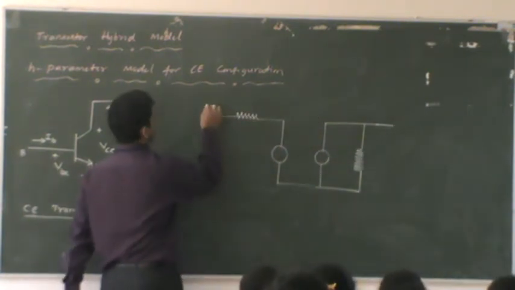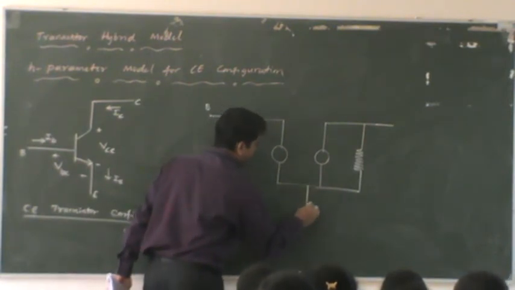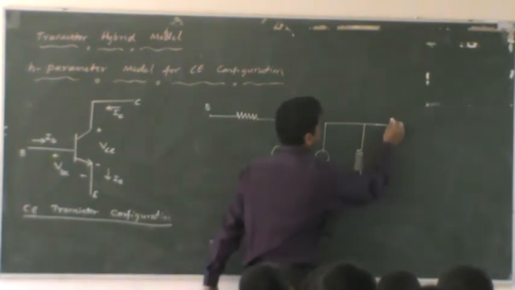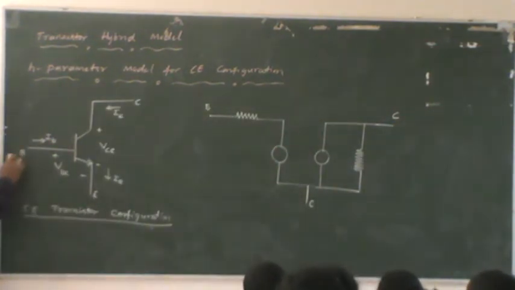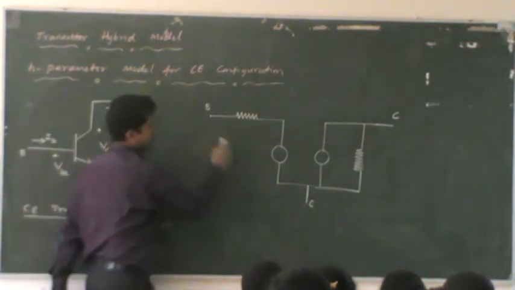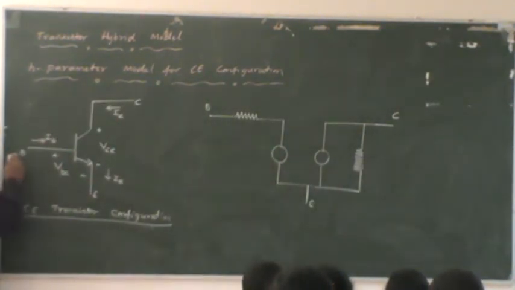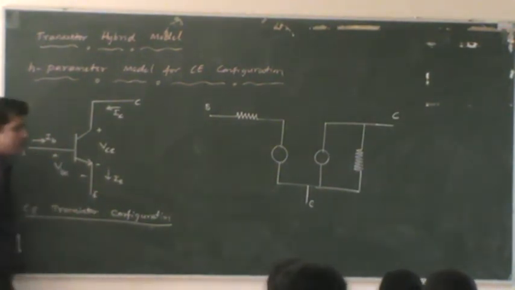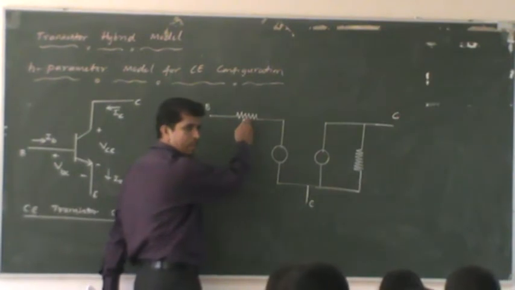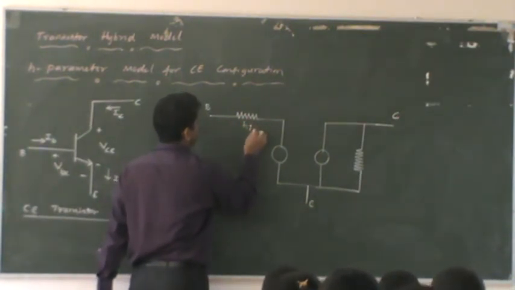Here, we have a base terminal, an emitter terminal, and a collector terminal, same as this. Base, emitter, collector, base, emitter, collector. You can see that between the base and emitter, this resistance is replaced here with input resistance. So this let me call HIE.